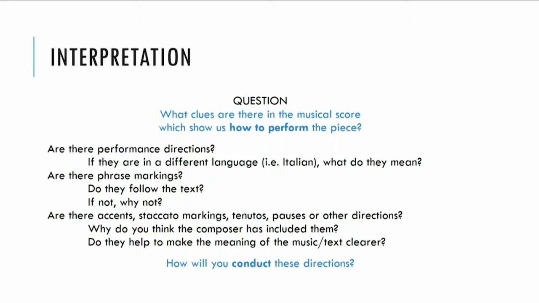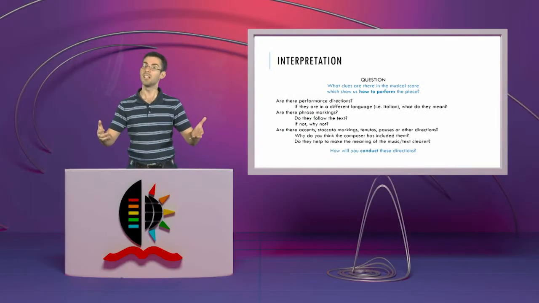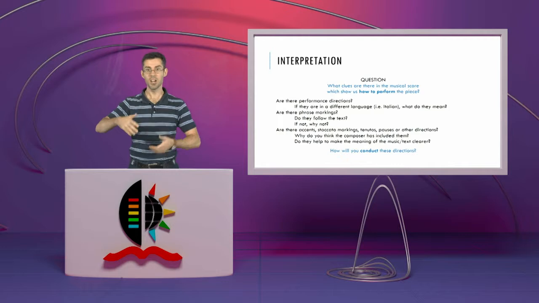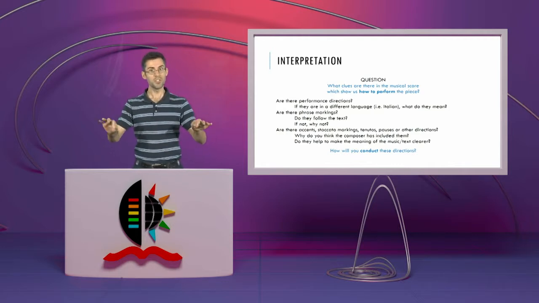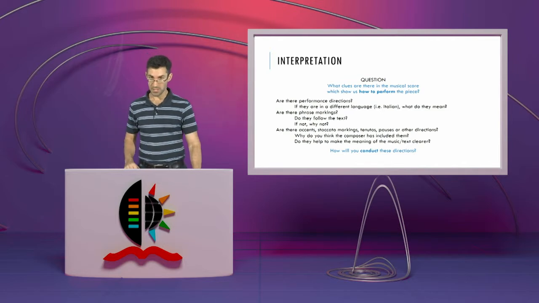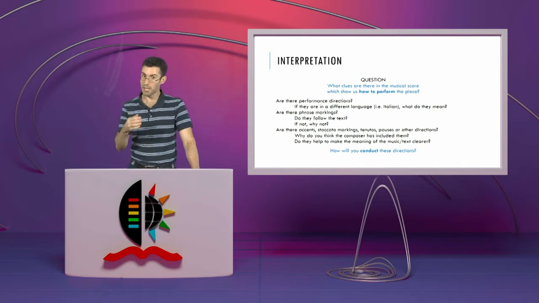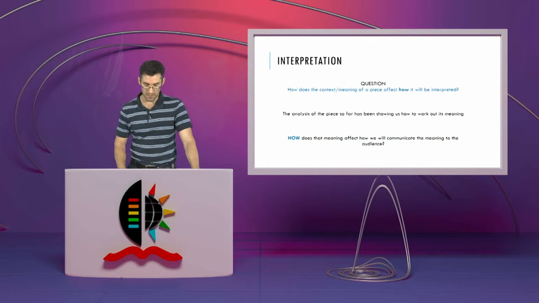Another related question to that is, once you've decided what all of the performance directions are and what they mean, how will you, as the conductor, actually show people how to do those when you conduct the music? If there's an accent, are you going to give a strong downbeat when you conduct? If there is a lovely lyrical line, are you going to show it in the way that you conduct? If it is staccato, are you going to give short, sharp directions? These are all questions related to your analysis of the piece.